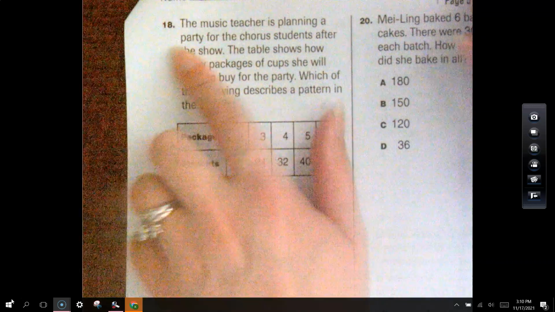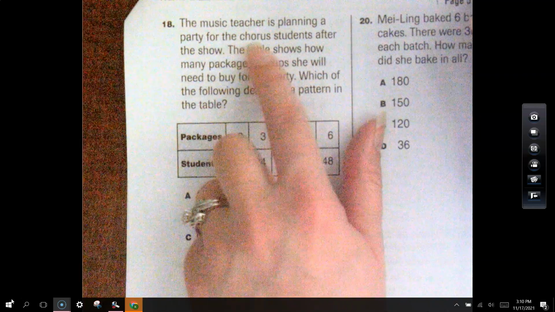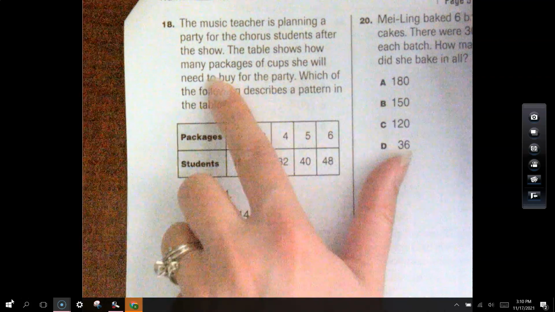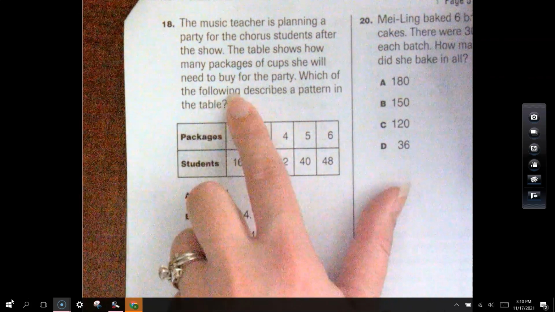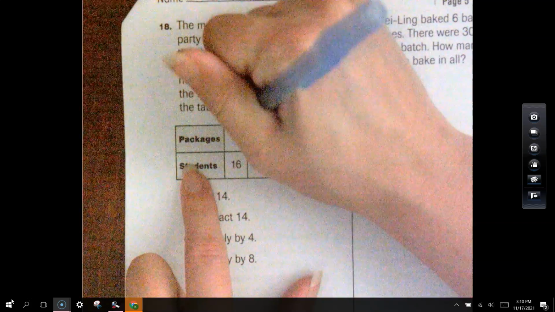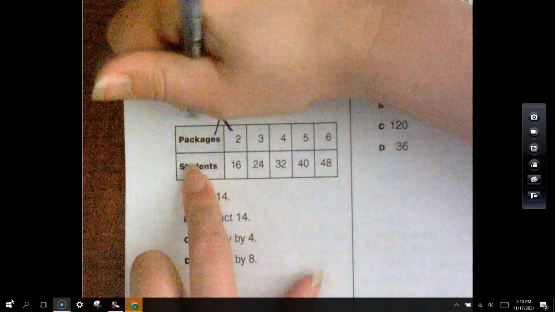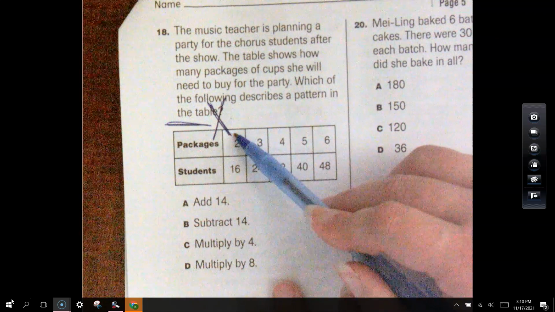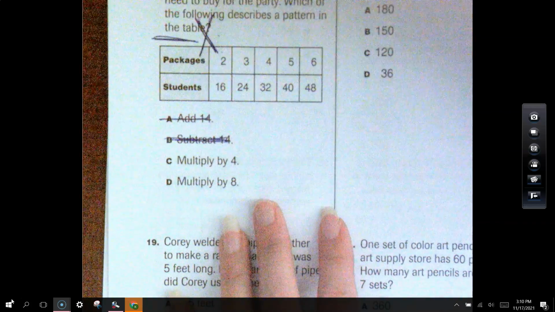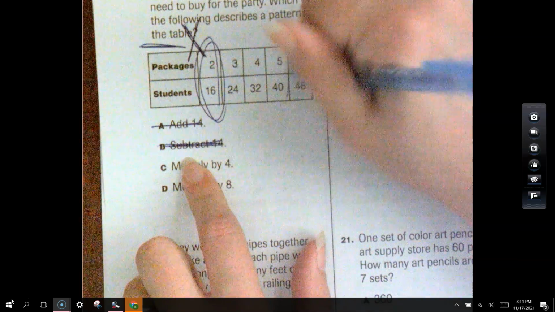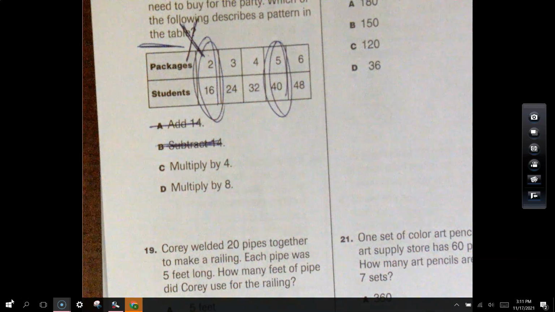All right, moving on. Number 18. The music teacher is planning a party for the chorus students after the show. The table shows how many packages of cups she will need to buy for the party. Which of the following describes a pattern in the table? These kind of charts are always multiplication. So I can put a number here. What times something? Well, if they're multiplication, I know that A and B are wrong because that says add and subtract. I could use my 2s or my 5s to figure out what the pattern is.